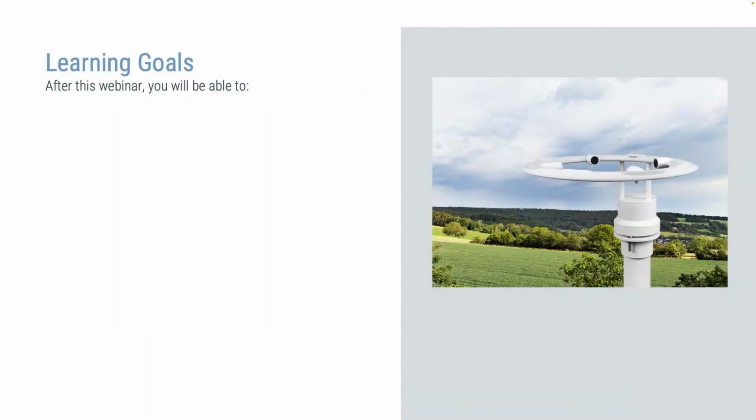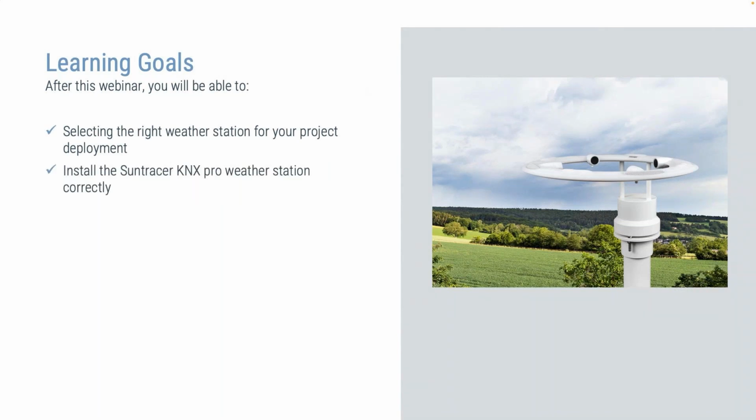After this webinar, you will be able to select the right weather station for your project. You will know how to install the SunTracer Pro weather station correctly, and you will be able to independently implement automated shading with the SunTracer Pro KNX.